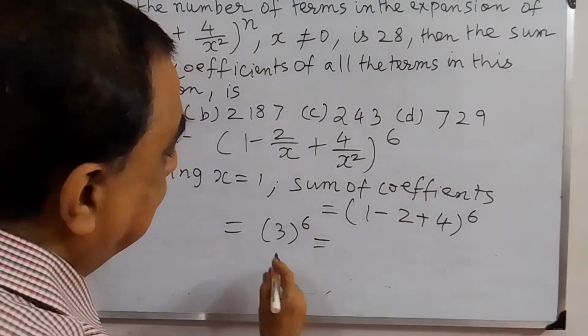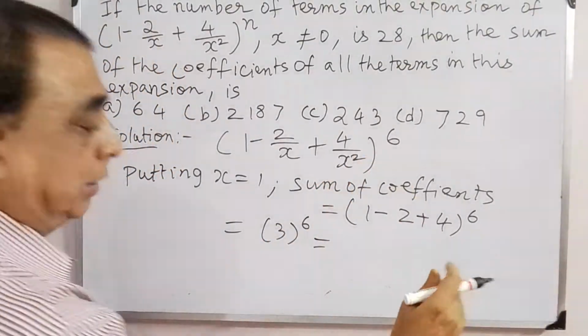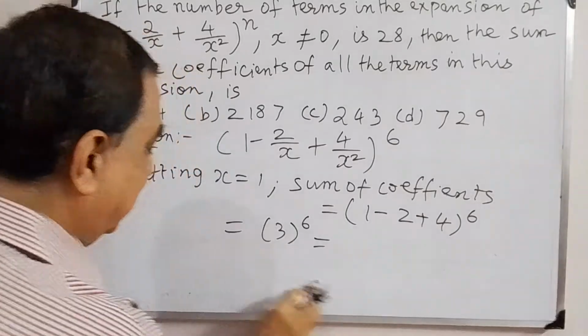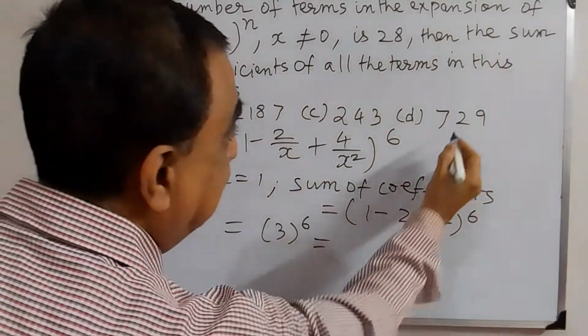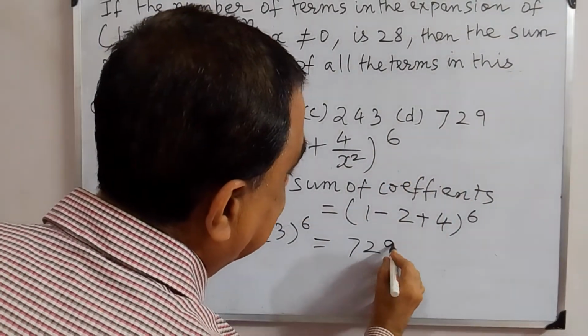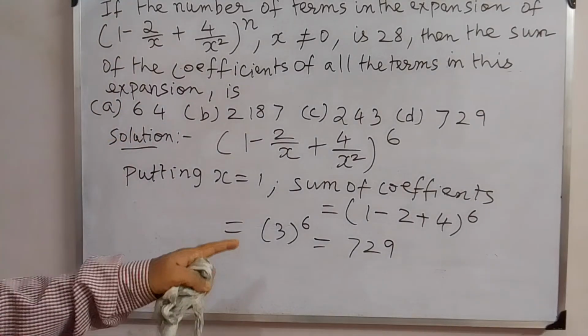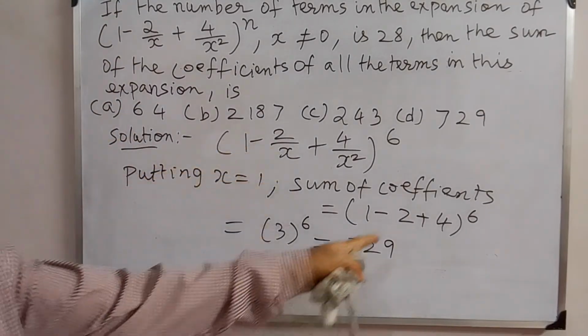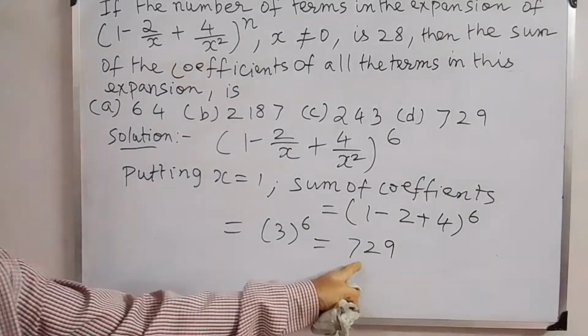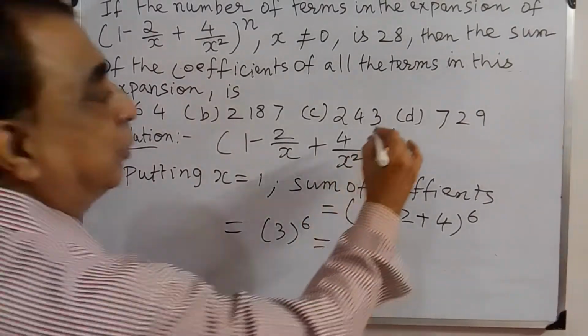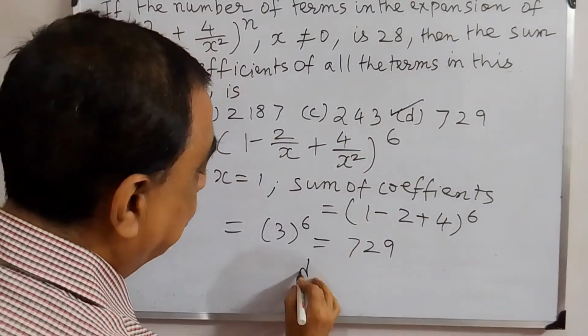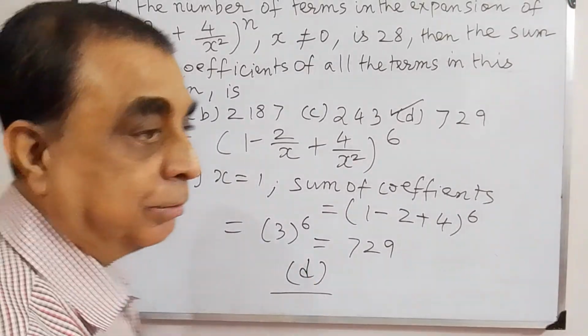3 to the power 6 is 3 multiplied 6 times. So when you multiply 3 six times, you will get 729. Now check from the given options. The option D tallies with 729. So the correct option is D.